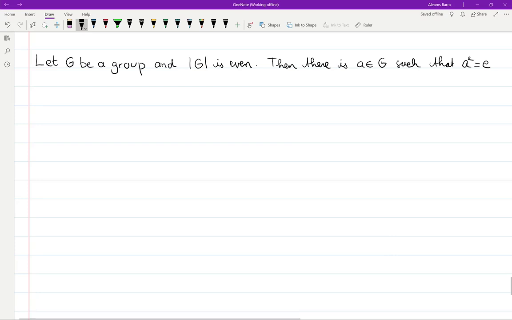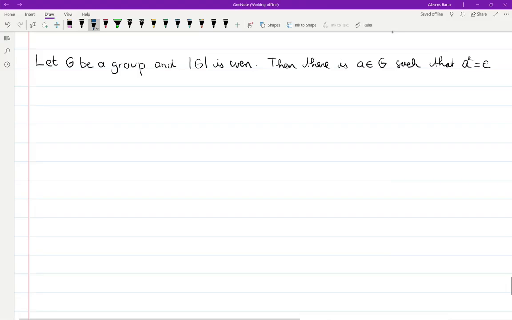Okay, let us discuss again the following problem. Let G be a group and the cardinality of G is even. We would like to show that there is an element A in G such that A squared is the neutral element. So actually the idea is rather simple.